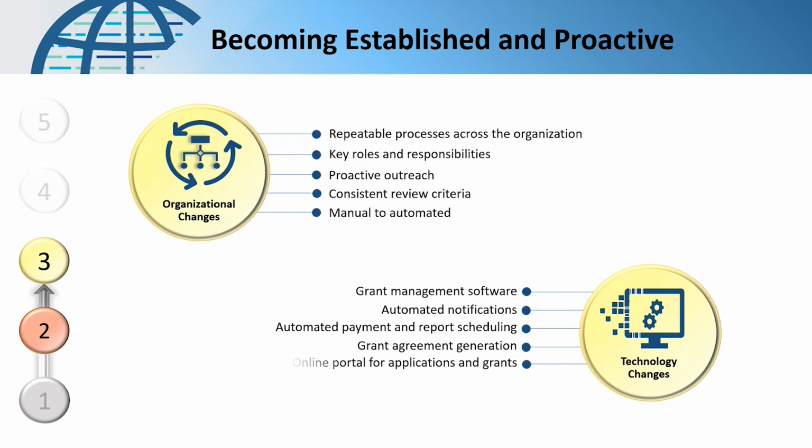Through technology, organizations want to start investing in grant management software to help manage all of these processes and responsibilities. Leveraging that technology can help generate automated notifications, scheduling of reports and payments, and award letter or grant agreement generation. And organizations want the ability to provide portals for applicants and reviewers to access applications and reviews in real time.